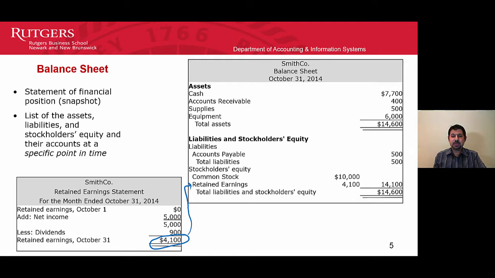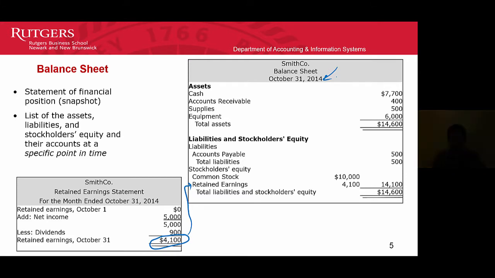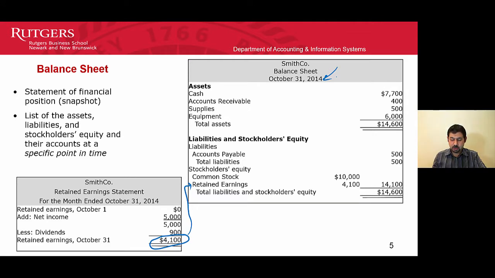So basically, this is not for a period of time, it's for a specific date, and this is why, as you can see here, it says October 31st. It doesn't say month ended October 31st or something like that. And basically, it is a list of these accounts that are in the accounting equation. We start with assets, so we always start with assets.